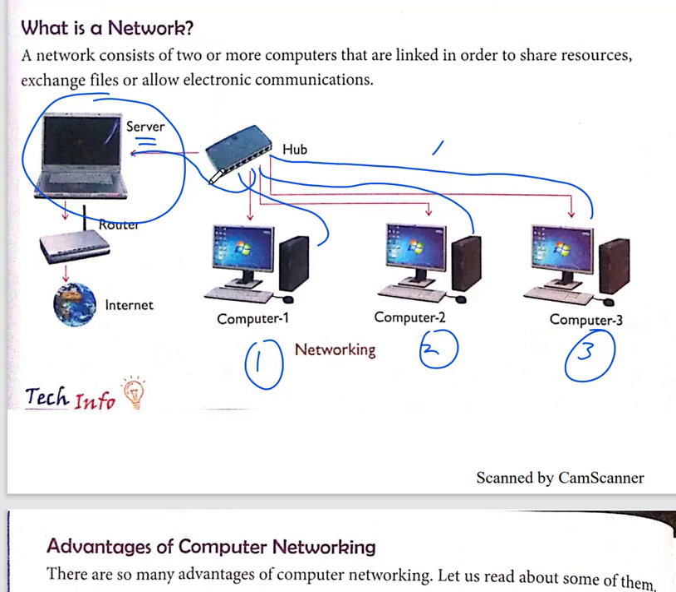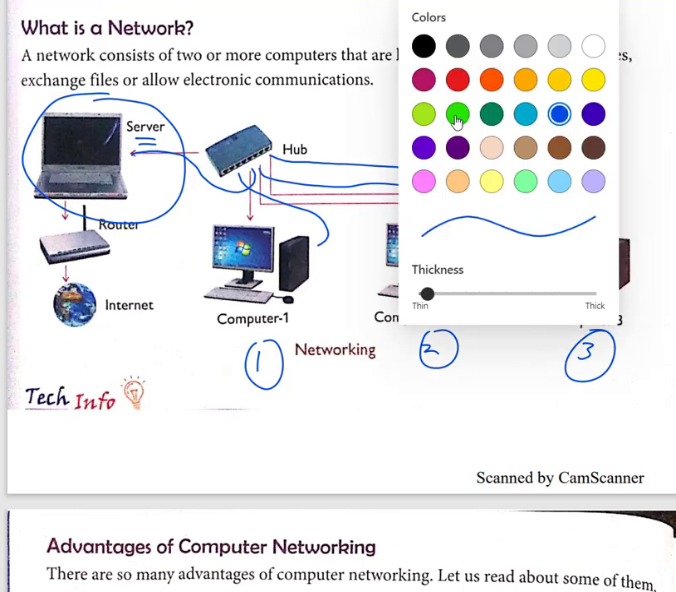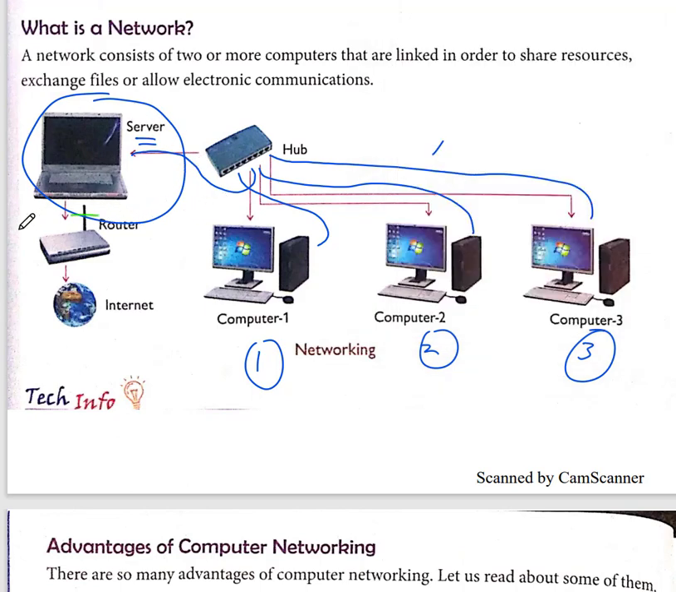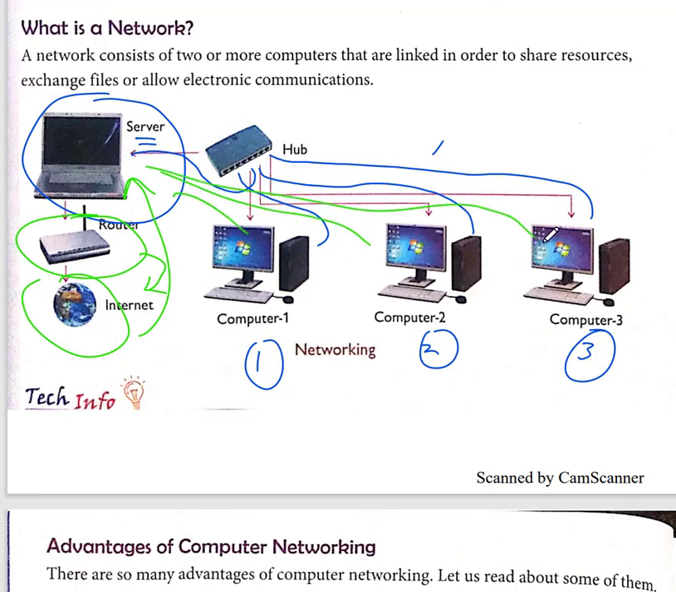Now we imagine that all these client PCs 1, 2, 3 have to connect to the internet. So what will we do? We will take the server PC and connect it to the router which connects it to the internet. Now internet comes to the server PC and the server PC will share it with all these 3 client PCs. This way computers 1, 2 and 3 will be connected to the internet as well. So you can see how this networking helps us.